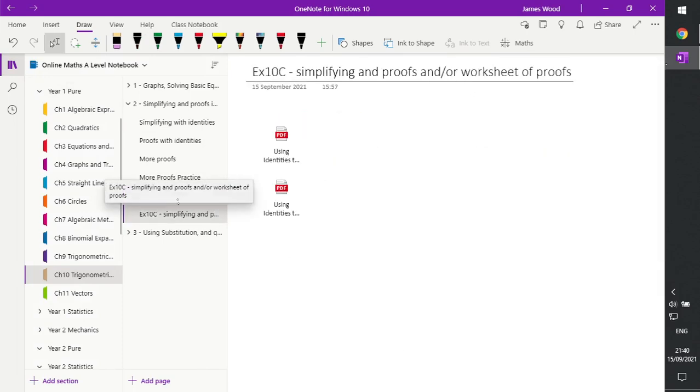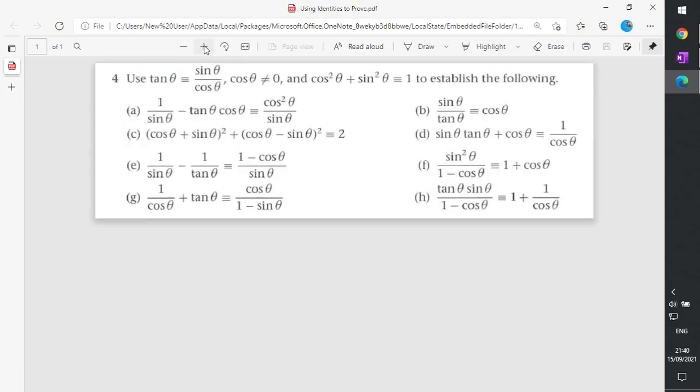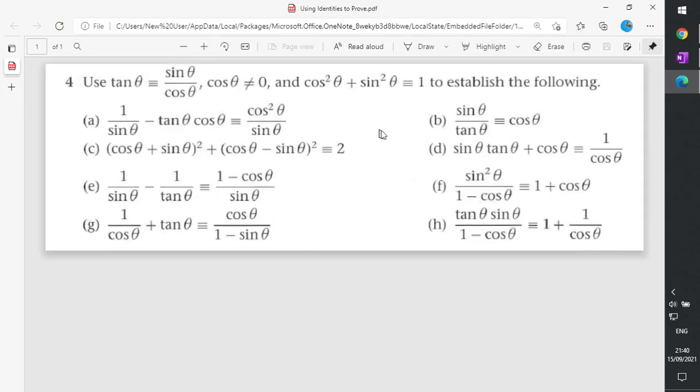All right, to practice some questions similar to this, you've got two options. You can look at exercise 10C, which has got lots of similar questions to what we've done. I've also got a separate worksheet here about doing some trig proofs, similar to the ones that we did earlier on. There's some questions there, and I've also got worked solutions on how to do those as well, because some of them are quite tricky.